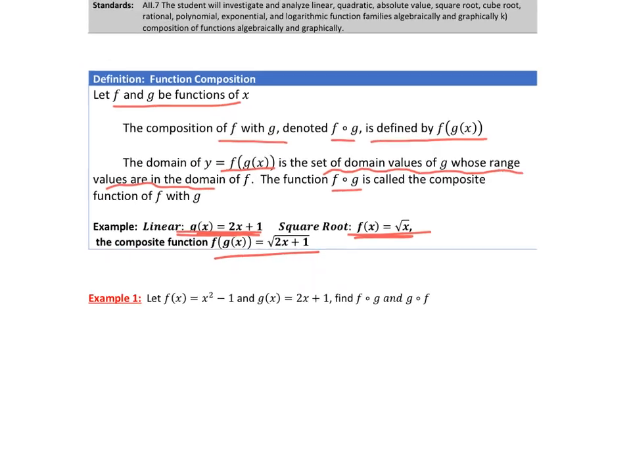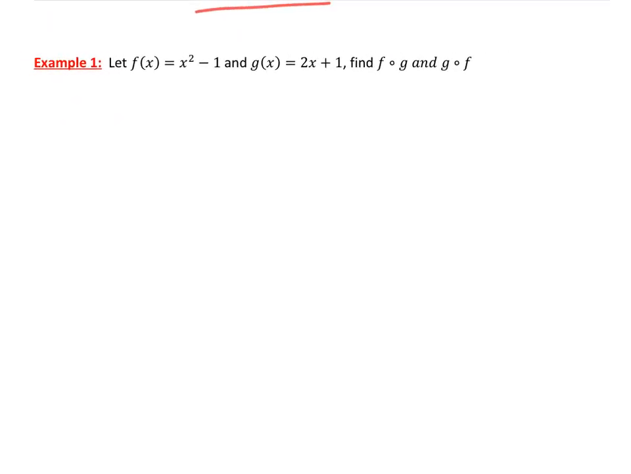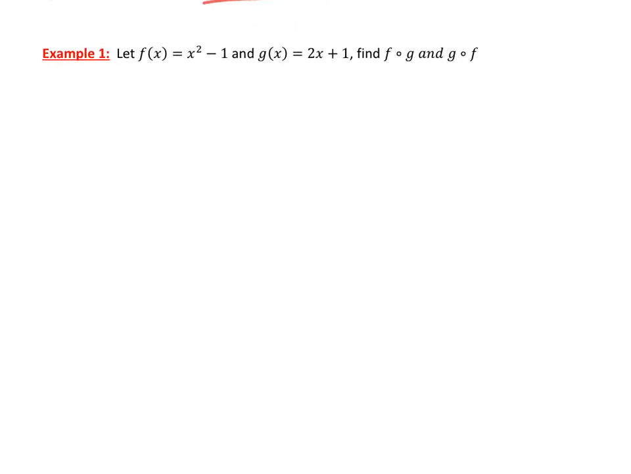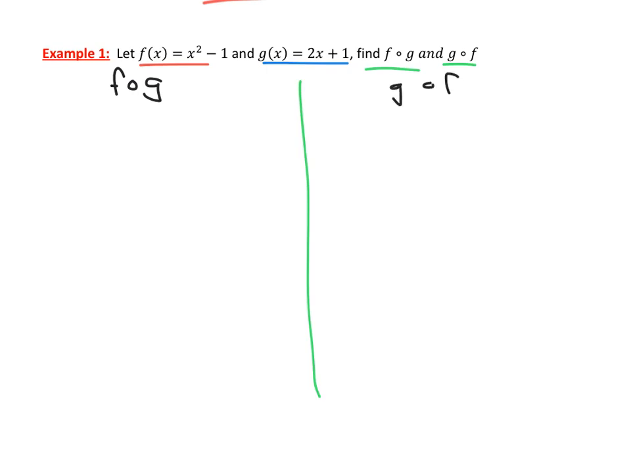Now we're going to do some composite functions here. So for the first one, example 1, let f of x equals x squared minus 1 and g of x equals 2x plus 1. We're supposed to find f of g and g of f. So I'm going to split the slide here into two sections. I'm going to first find f of g, then I'm going to find g of f.